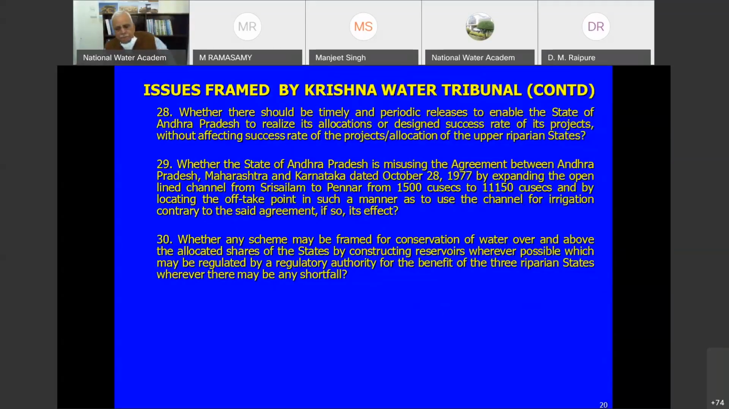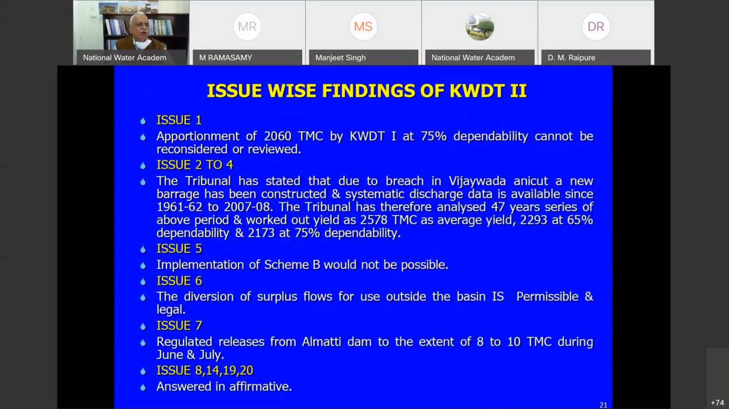In a nutshell, issues were framed by the honorable tribunal with the help of the party states. There was a lot of exchange of thoughts, filed affidavits, cross-examinations of the witnesses, and extensive arguments and counter-arguments by counsels of all the three party states before the KWDT 2.